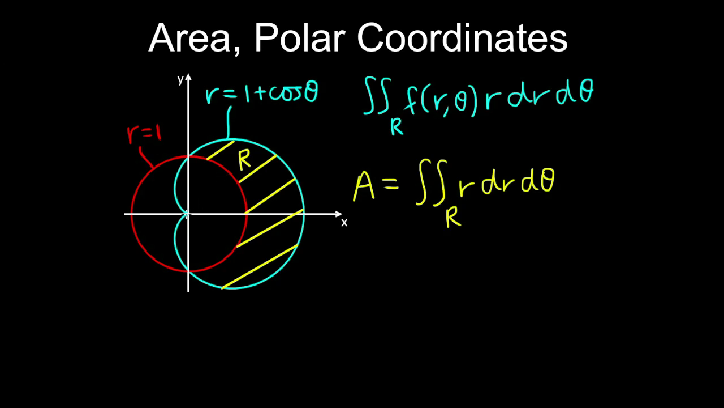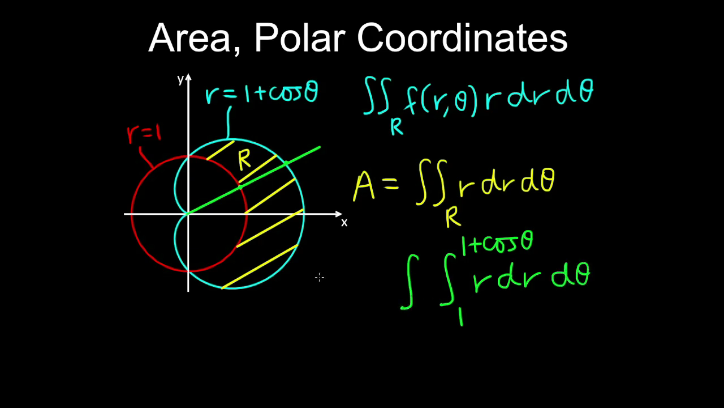So if we draw a ray from the origin and integrate over r first, then this ray enters the region at r equals 1 and exits the region at r equals 1 plus cosine theta. And then we integrate the result over theta. So to cover this entire region, we integrate from theta is equal to minus pi on 2 to theta equals pi on 2.